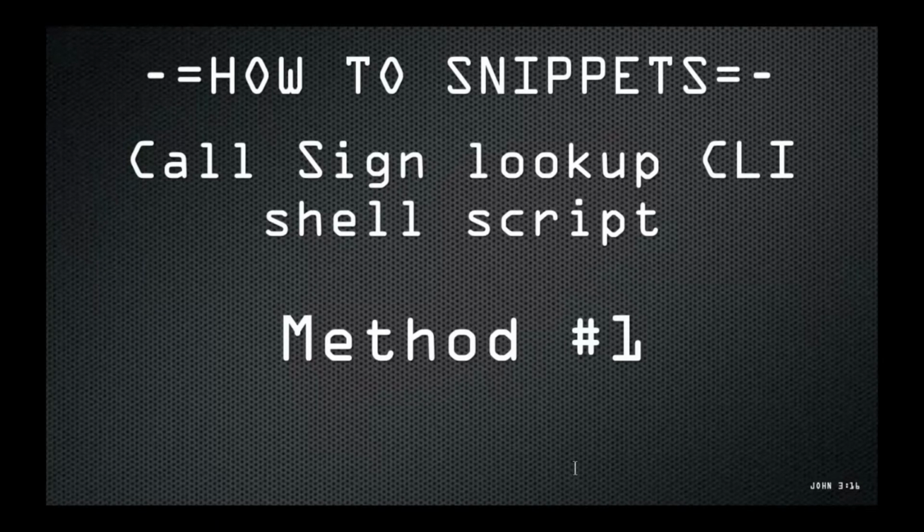This is a short video in the how-to snippets category. Today we are going to look at how to create a simple shell script to look up ham radio call sign details. There are two methods to do this. Today we're going to talk about one of the methods, probably the fastest of the two, and I'll do a separate video on method number 2 at a later point in time. So let's get started.